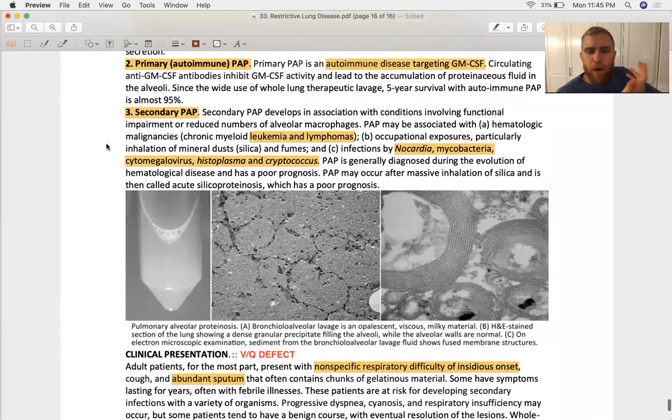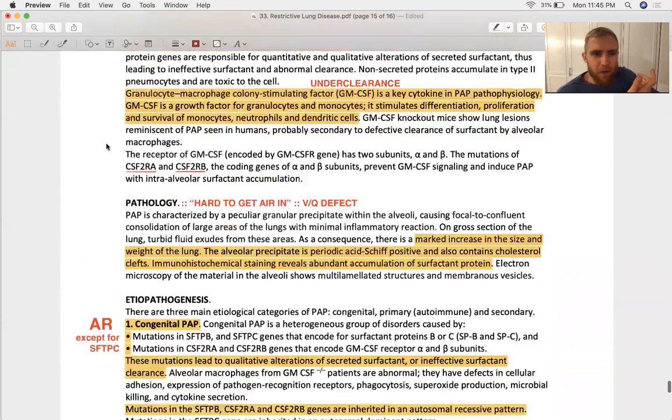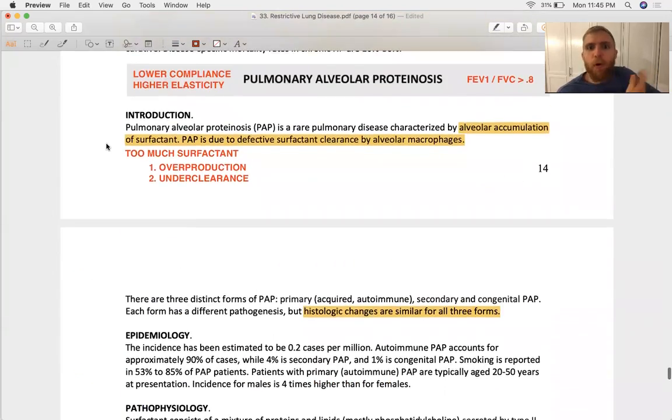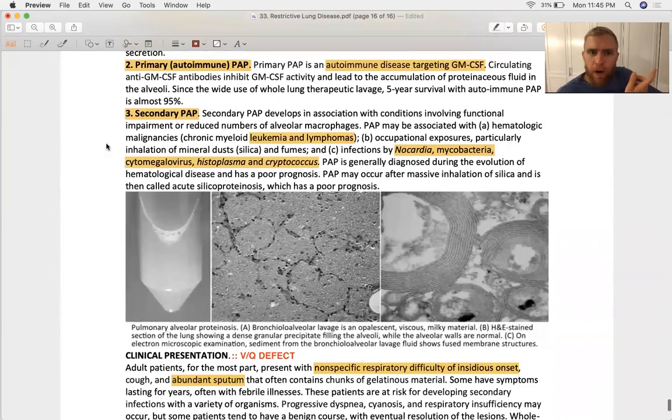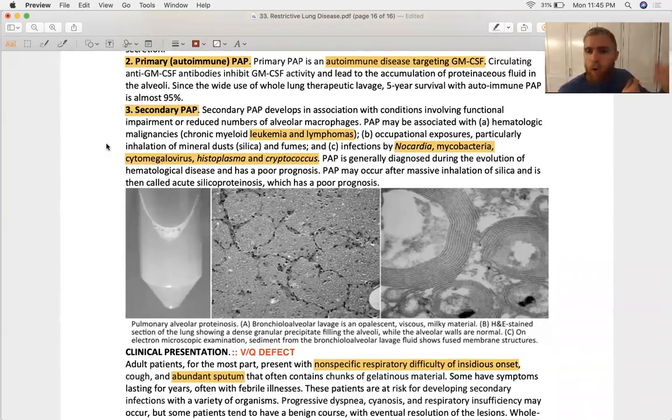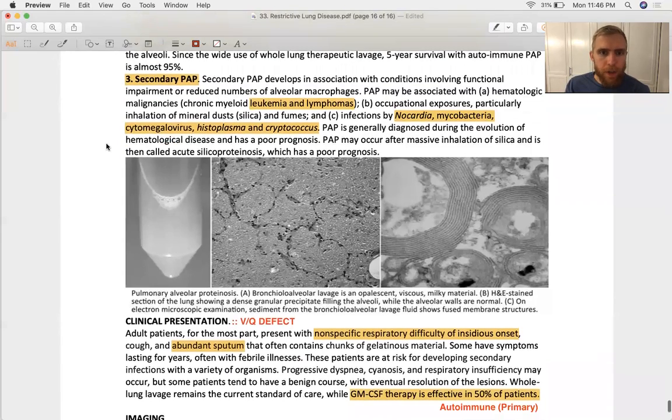Then you can also get a primary, what is this thing even called? I just know it as a surfactant. Pulmonary alveolar proteinosis, okay? Then you can get a primary pulmonary alveolar proteinosis, which is an autoimmunity targeting granulocyte macrophage colony stimulating factor. Then finally, you can get a secondary alveolar proteinosis following particular infections or particular leukemias.